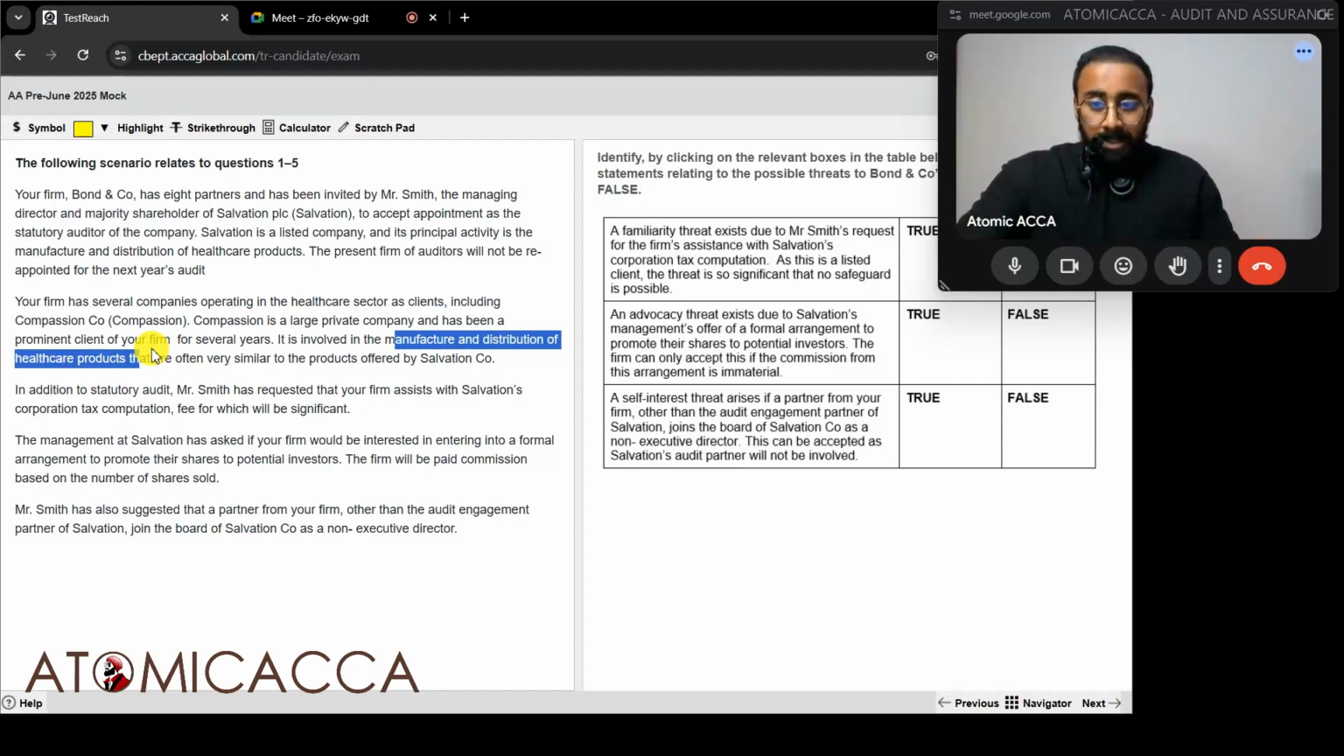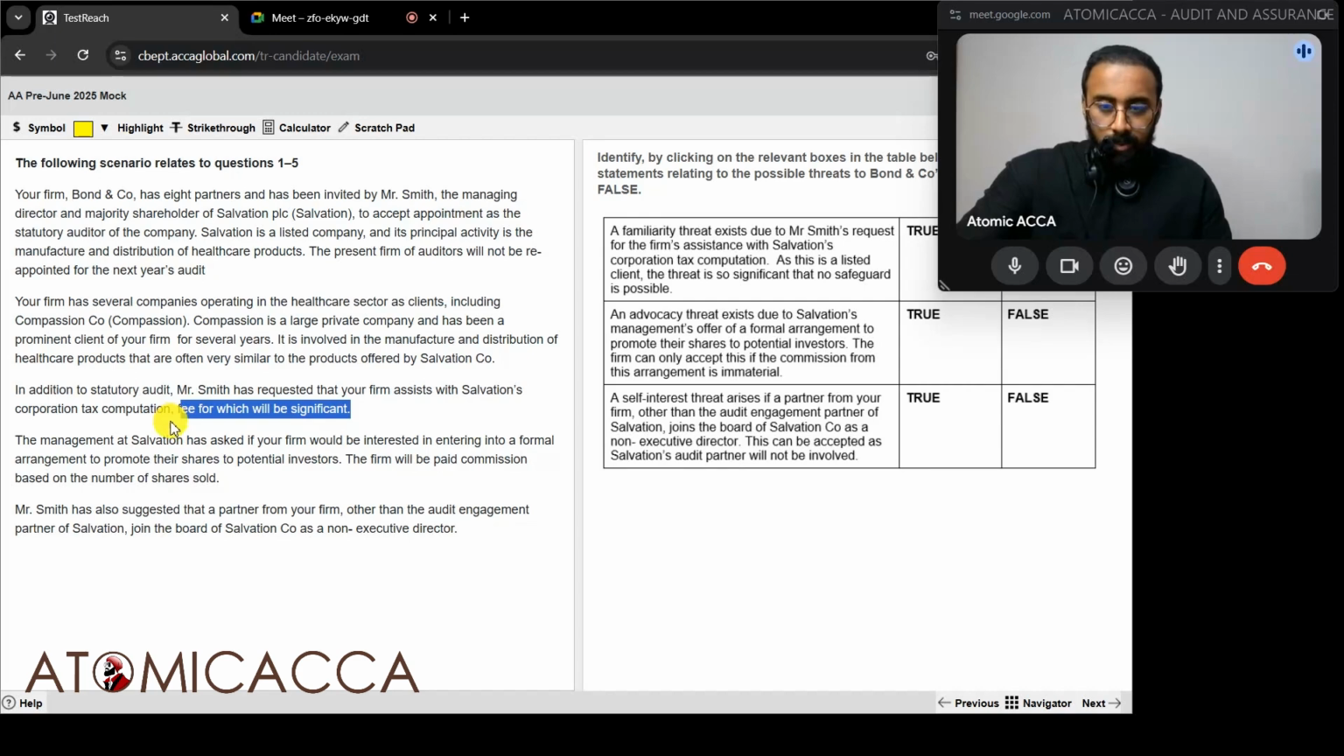Cool. In addition to statutory audit, Mr. Smith, who is Mr. Smith? The MD of that company, has requested that your firm assist with Salvation's corporate tax computation, the fee for which will be significant. So it's a non-audit service and they're asking you to provide that, for which there is a significant fee that is going to come up.